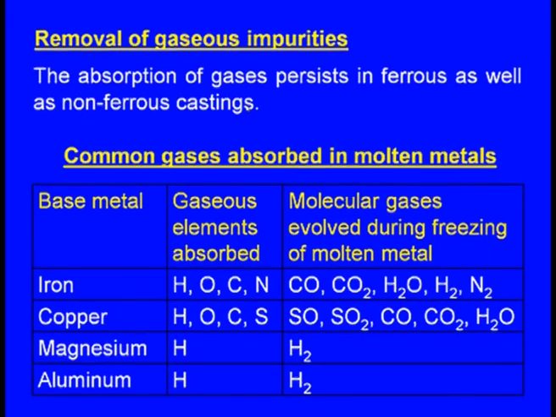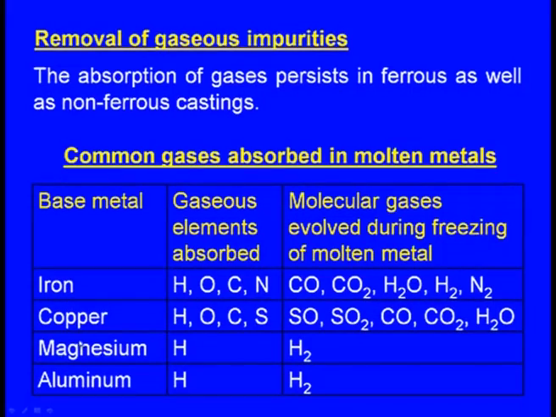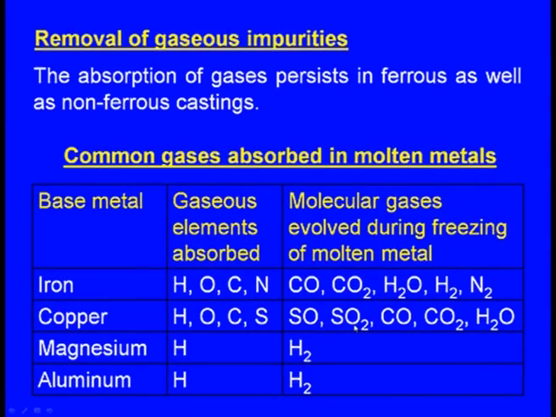Then what are the gases absorbed by the molten metals? These are the common gases absorbed in molten metals. For iron, the gaseous elements absorbed are hydrogen, oxygen, carbon and nitrogen. Then these gases will come out of the casting as molecular gases like carbon monoxide, carbon dioxide, H2O, molecular hydrogen and molecular nitrogen. Initially they enter as atomic elements, and they come out as molecular gases. Next, when the base metal is copper, the gaseous elements absorbed are hydrogen, oxygen, carbon and sulfur. In turn, these will come out as sulfur monoxide, sulfur dioxide, carbon monoxide, carbon dioxide and H2O. So, these are the molecular gases coming out from the casting during solidification.